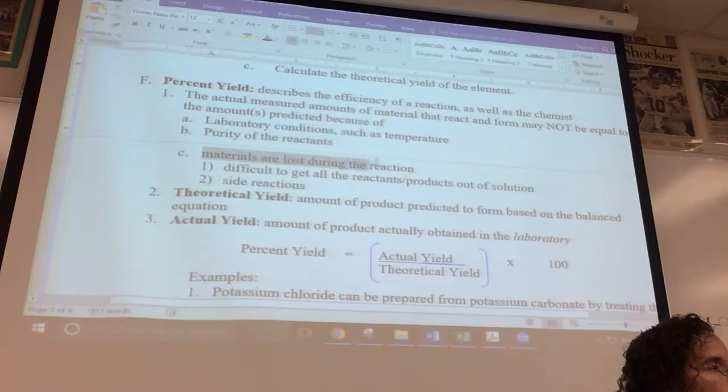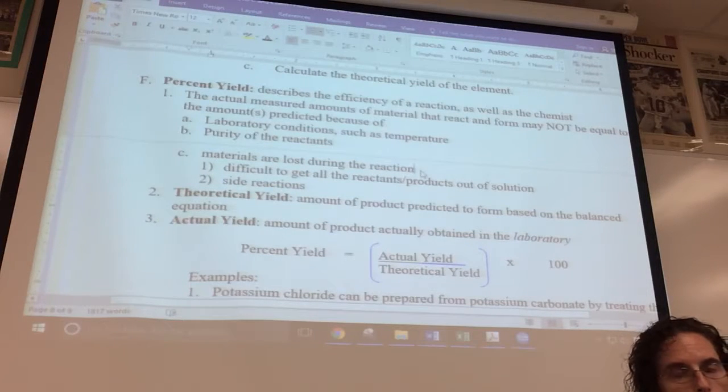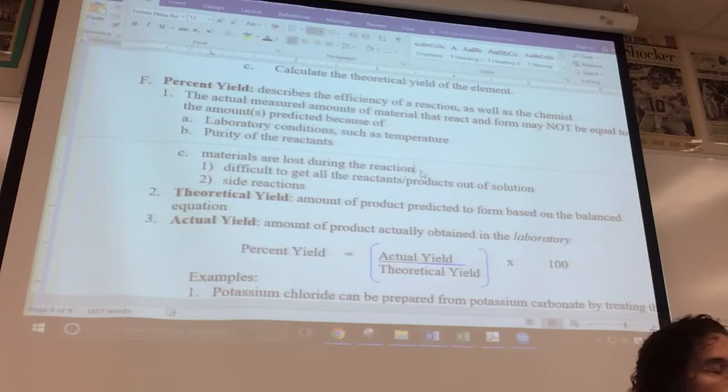Sometimes materials are lost during the reaction. Now, it could be that you spilled some of your sample, or on the hot plate, you'll have to make sure that none of your product came out at the end. Sometimes it's difficult to get all of the reactants to react, and sometimes you have side reactions with other reagents or also with components in the air. So for a number of reasons, what you actually generate in the laboratory may not be what the equation predicts that you can make.